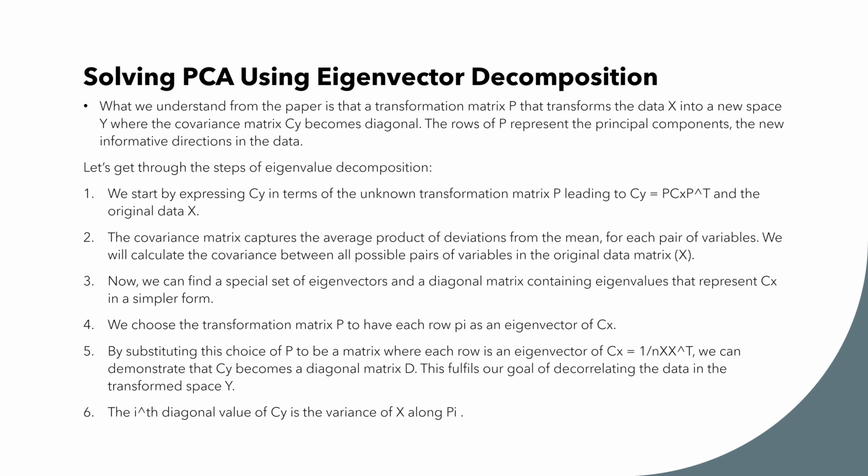Each diagonal value in Cy represents the variance of X along the corresponding principal component Pi. This variance tells us how much the data spreads out along each informative direction.